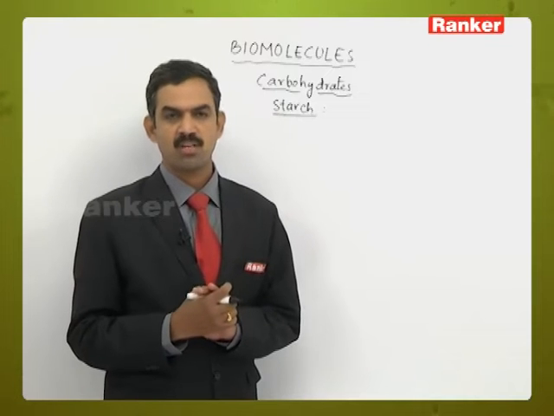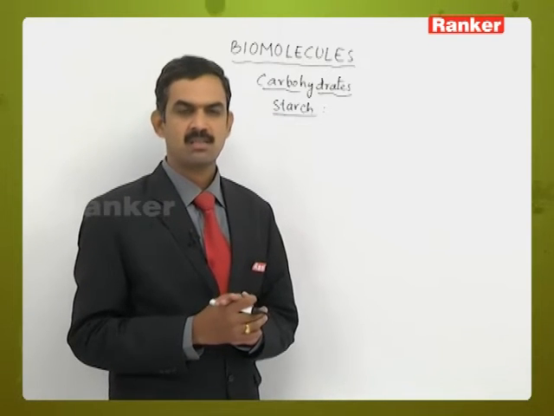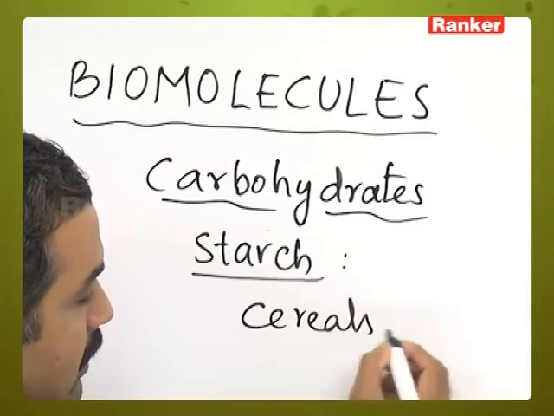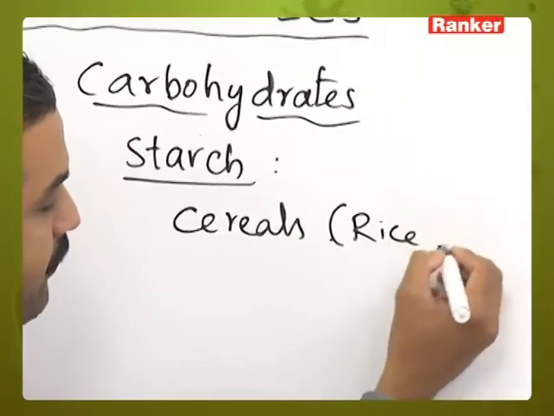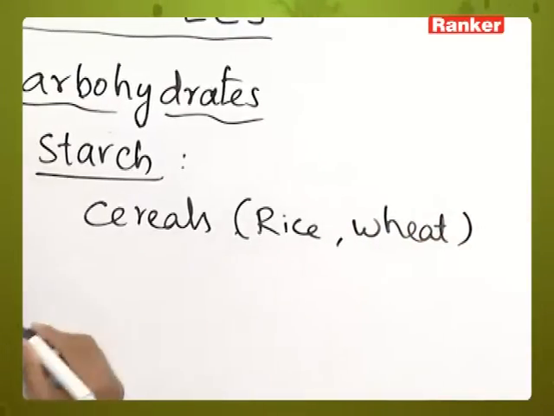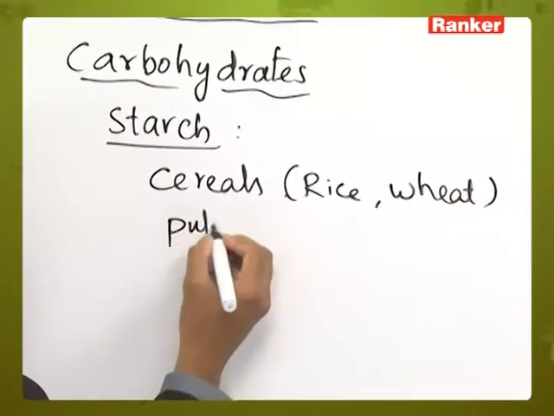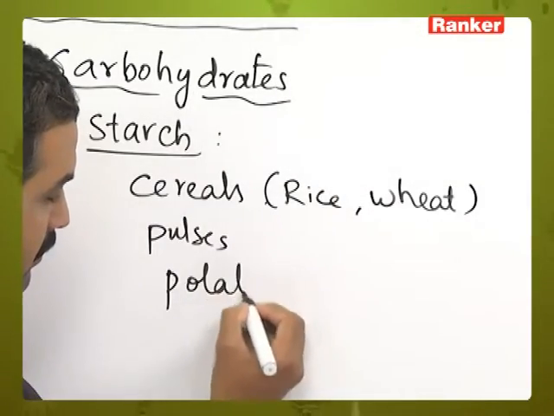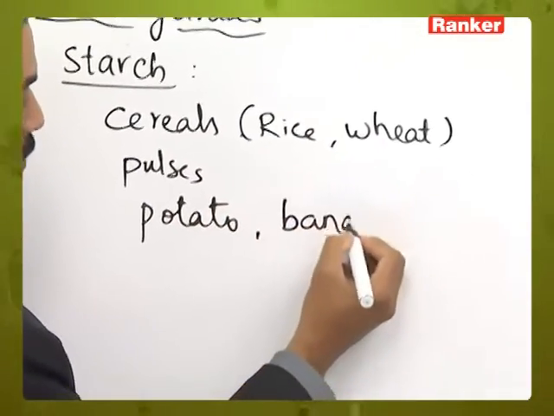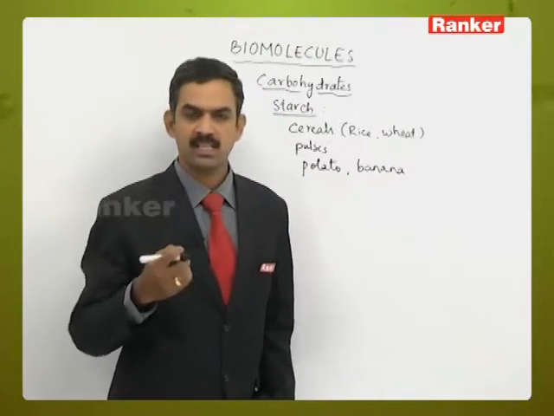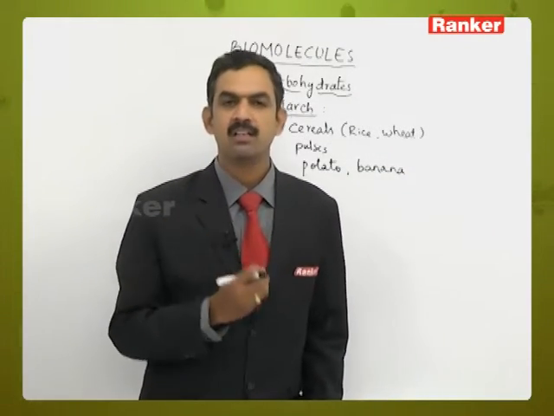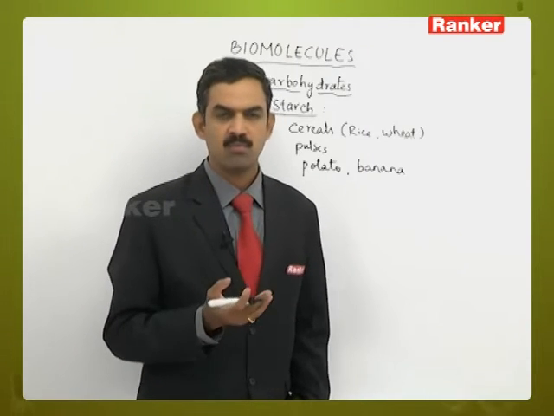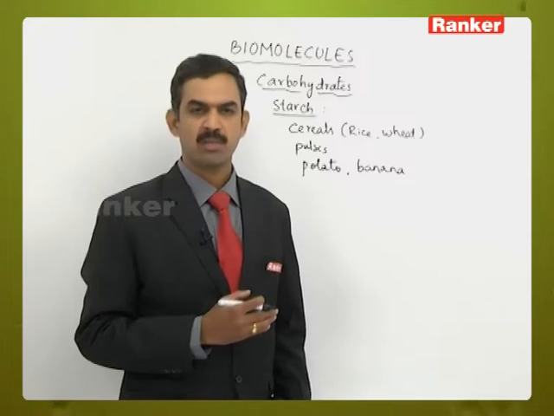Starch is one of the most important food contents for human beings. It is taken by human beings in different forms like cereals, in the form of rice, wheat, and some pulses also have starch, and potato and banana are other examples where the starch content is very high, which is consumed by human beings and is useful for producing energy by the digestion process. So this is one of the major constituents in the human diet.